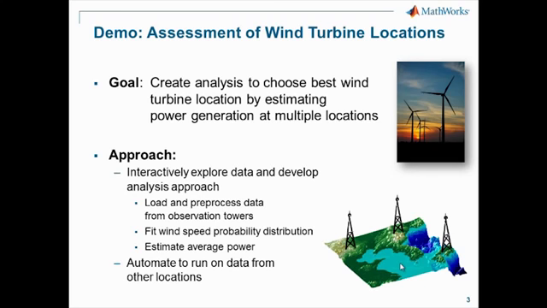We want our automated process to be able to import the data and do pre-processing. I'm going to have to do some pre-processing, and we want to make sure that that can be done automatically as well. Once I get the data pre-processed, I want to take those wind speeds and figure out what the wind speed probability distribution function is, because I'm going to need that in order to estimate the average power output for each turbine location. Then I want to automate that to run on data from all the other locations in order to ascertain which one is the most productive.